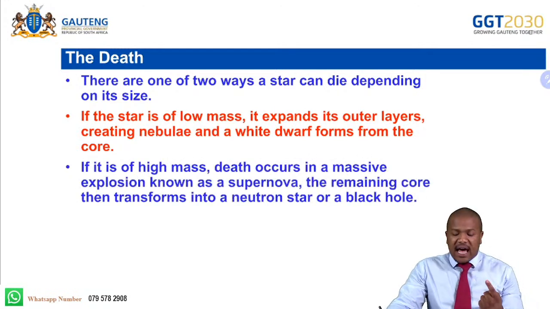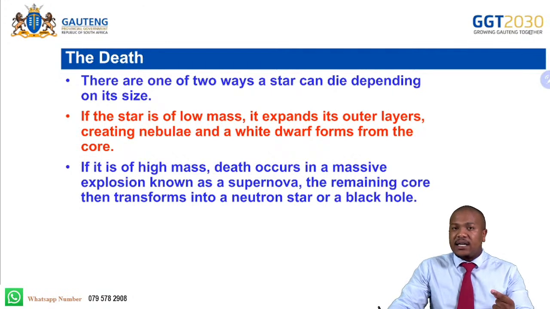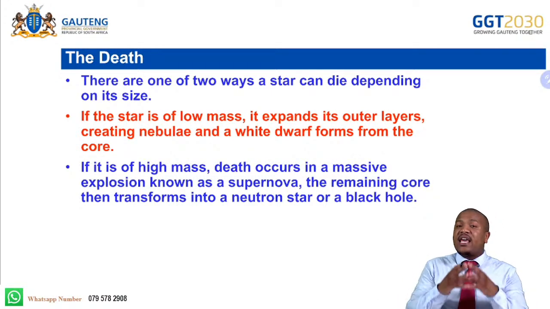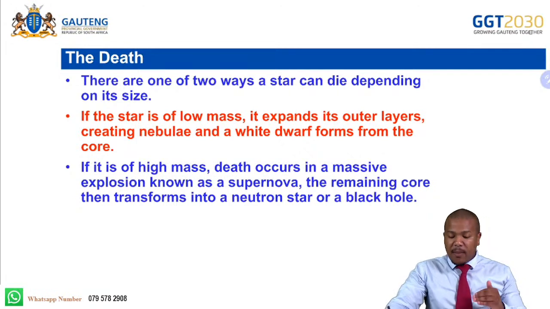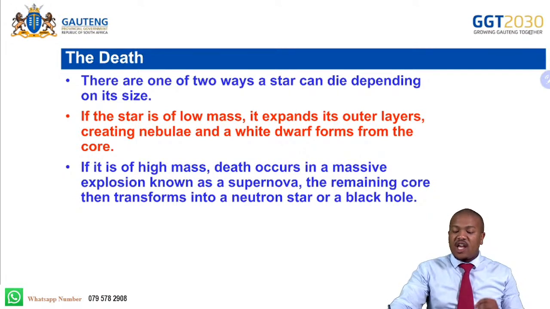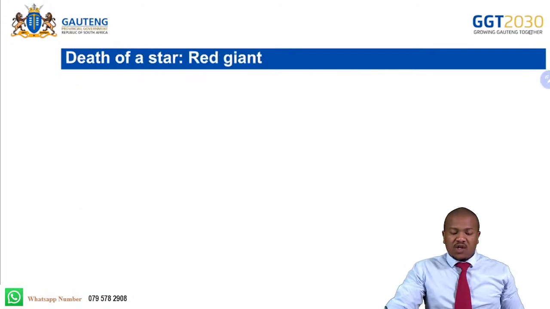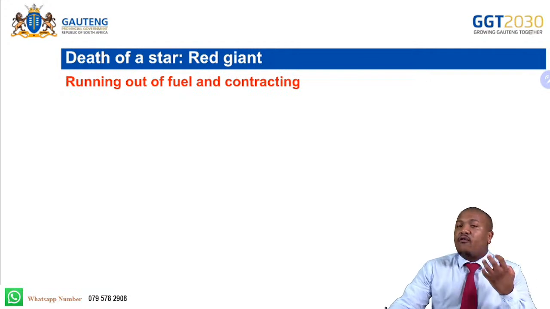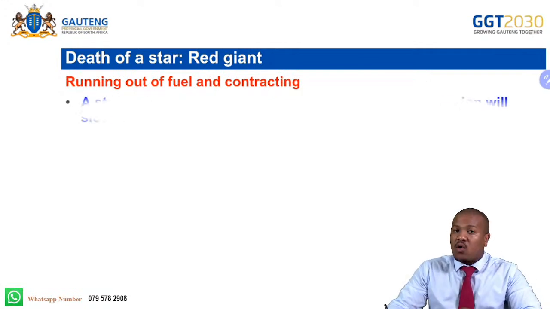But if the star is of high mass, death occurs in a massive explosion known as a supernova, and the remaining core then transforms into a neutron star or a black hole. So now, stars can die because of such reasons, running out of fuel and contracting.